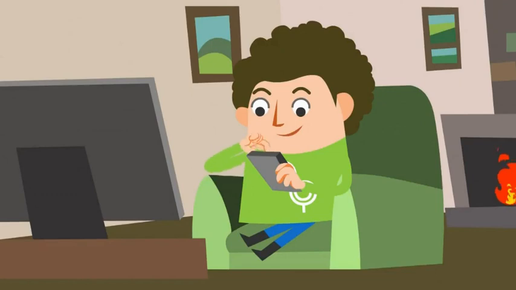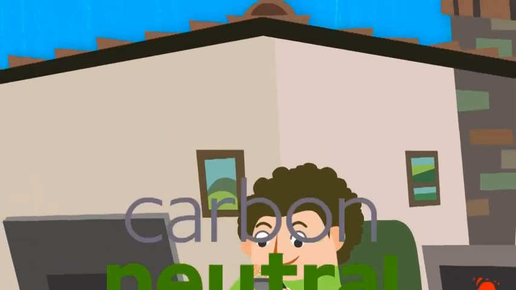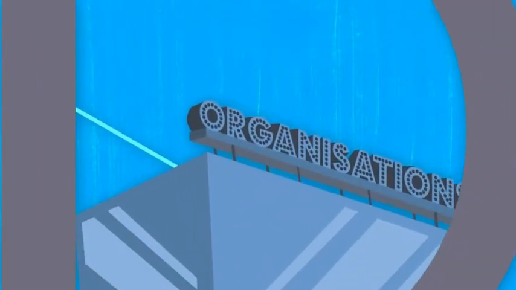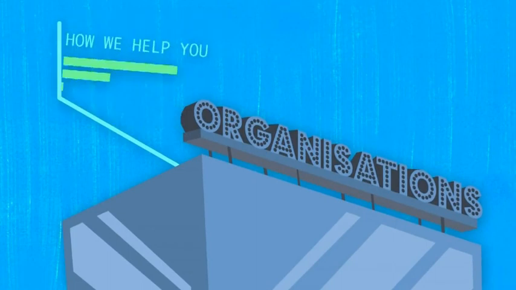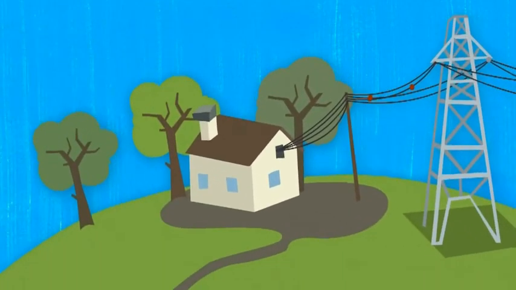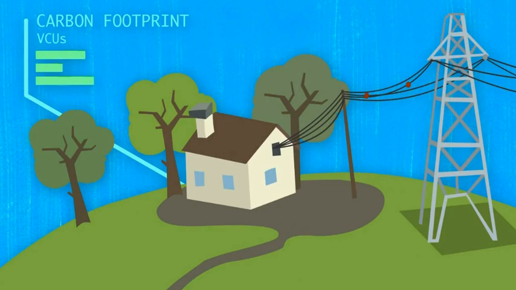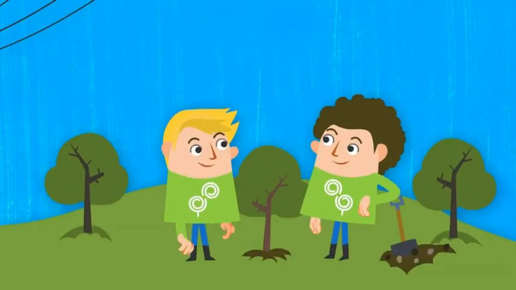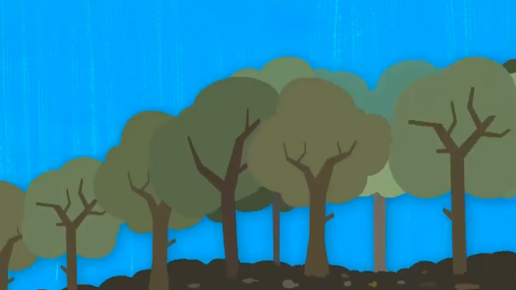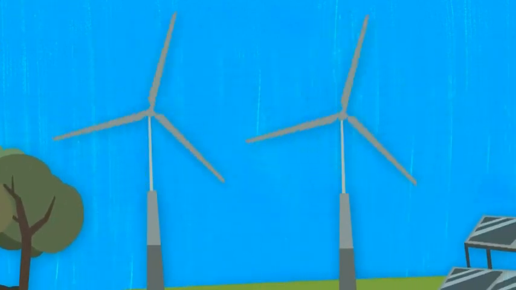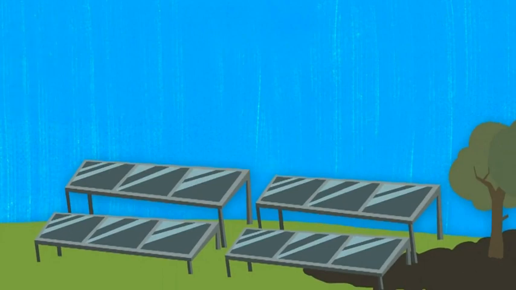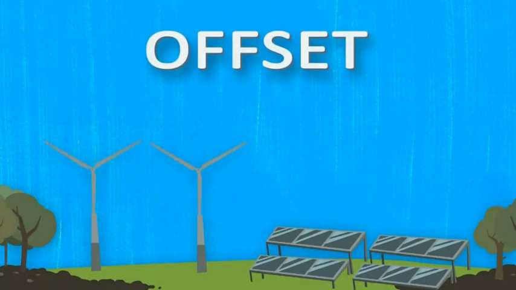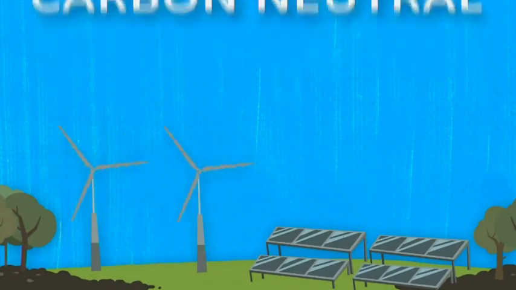It's only relatively recently that we've realised the folly of our ways. Carbon Neutral is here to help, whether you're a business or an individual. We help you calculate your carbon footprint and reduce the amount of energy you use. We then offset the CO2 that is left through tree planting programs or investments in clean energy projects. Basically, when you offset what you emit, you become carbon neutral.